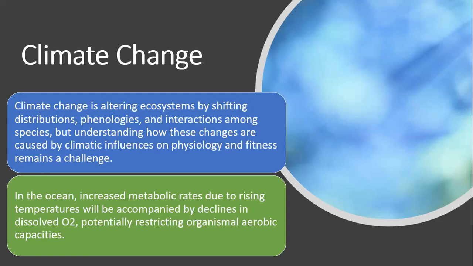And of course, another impact of climate change is the interactions among species. We just spoke about an example of a feeding relationship, where an organism might have been feeding on another organism, and that organism's population has been affected by climate change, so it no longer resides in the area. So that feeding relationship would have ended because the organism migrated to another area. So organism A cannot feed on the other organism again, and would have to find another organism to feed on, or possibly a plant or something of that sort. But it's very important for us to understand how these changes are caused by climatic influences on physiology and fitness.